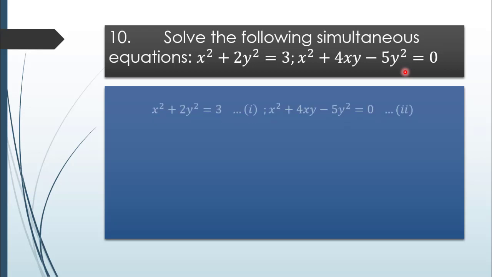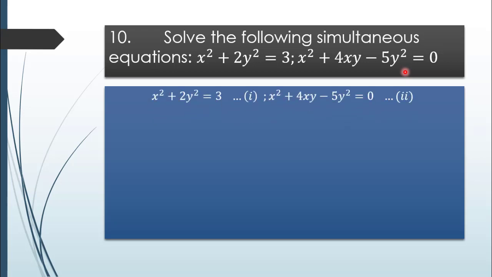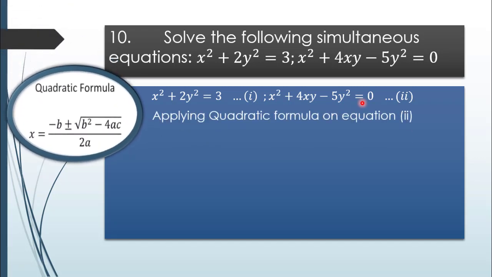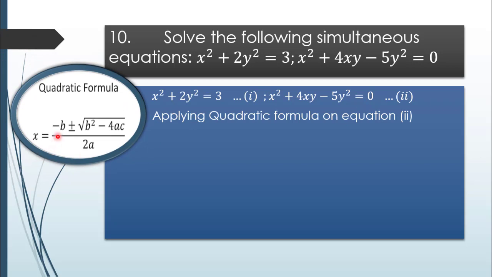First of all, let's call them equation 1 and equation 2. As we can notice, equation 2 is a quadratic equation which is equal to 0, and this quadratic equation has 2 variables, x and y. As it is equal to 0, we can apply the quadratic formula on it. That is, x is equal to minus b plus minus square root of b square minus 4ac over 2a.